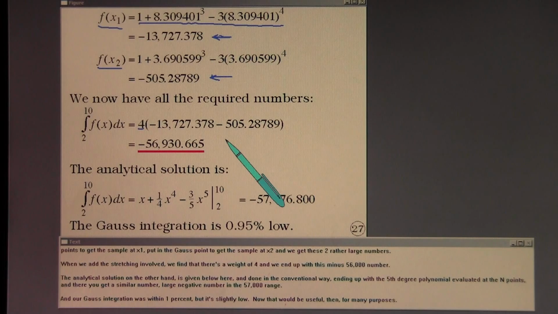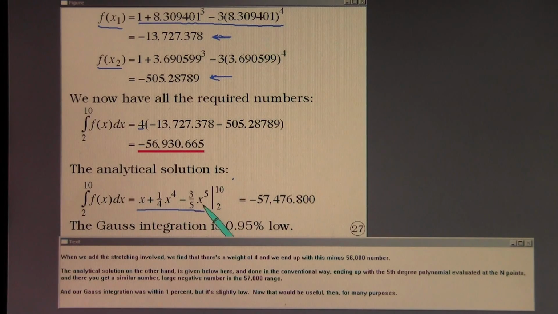The analytical solution, on the other hand, is given below here and done in the conventional way, ending up with a fifth degree polynomial evaluated at the endpoints, and there you get a similar number, a large negative number in the 57,000 range. And our Gauss integration was within 1%, but it's slightly low. Now that would be useful then for many purposes.